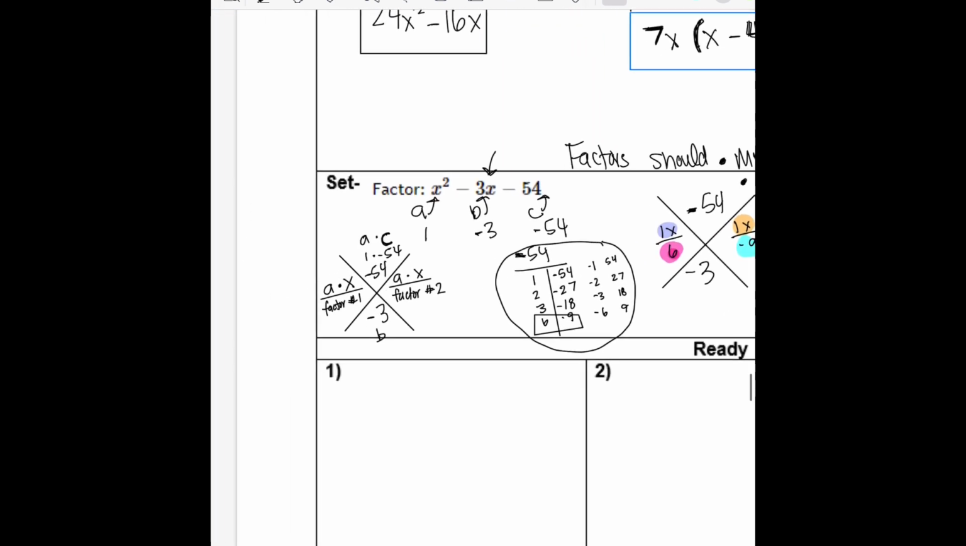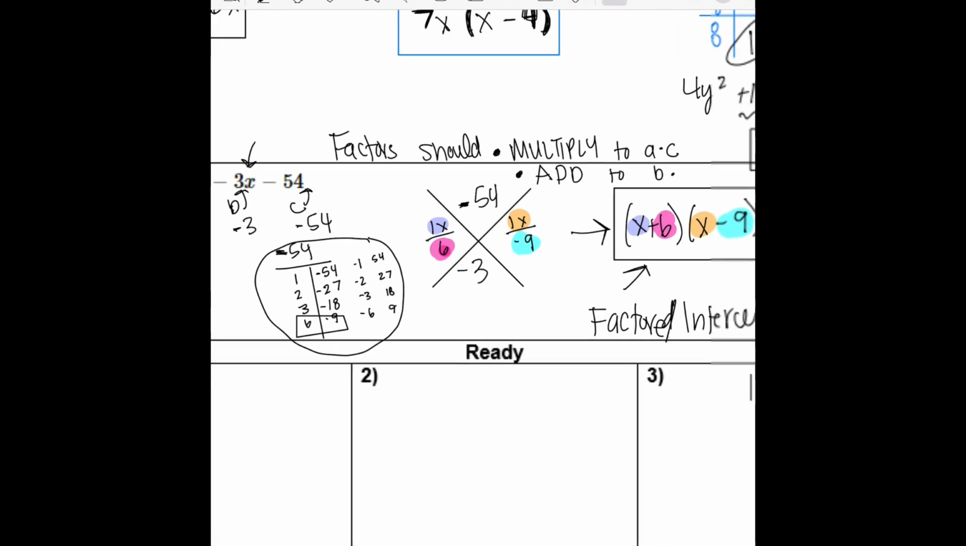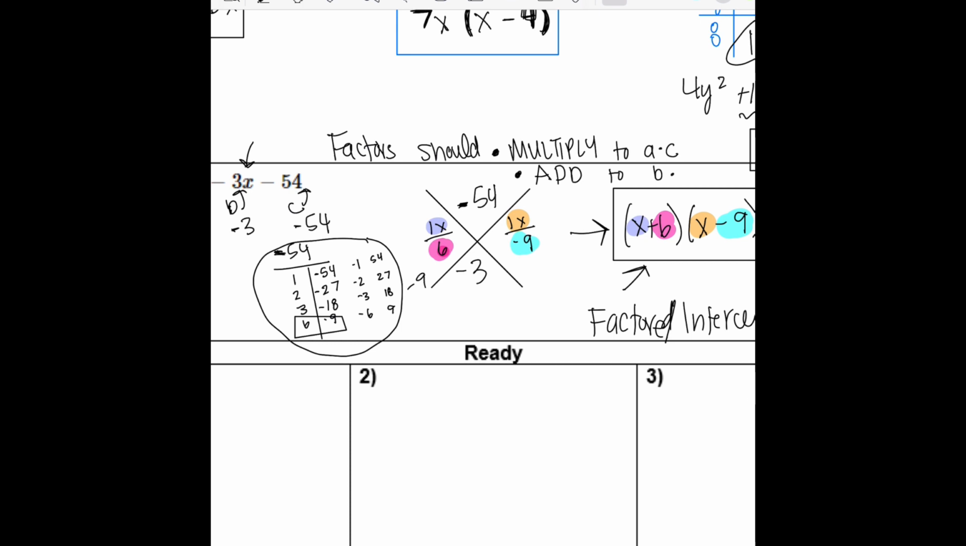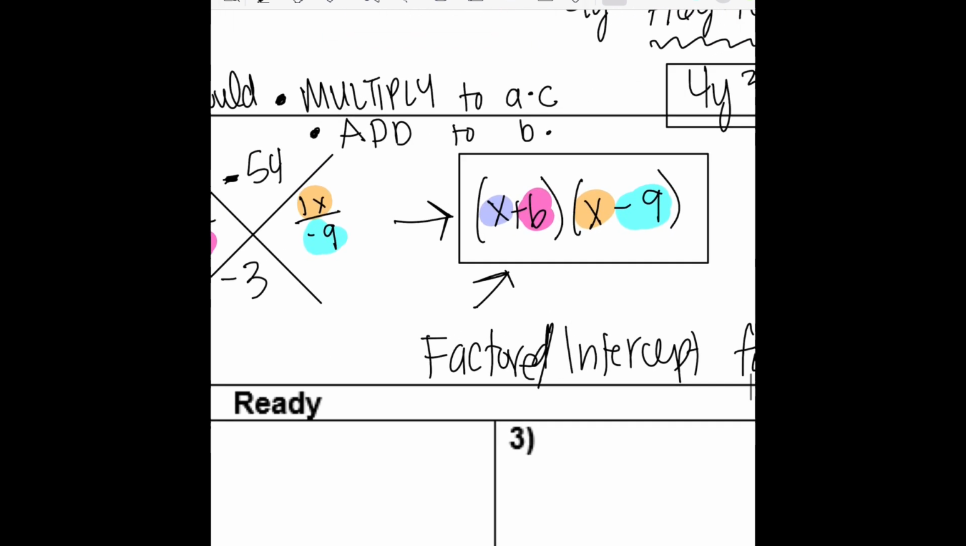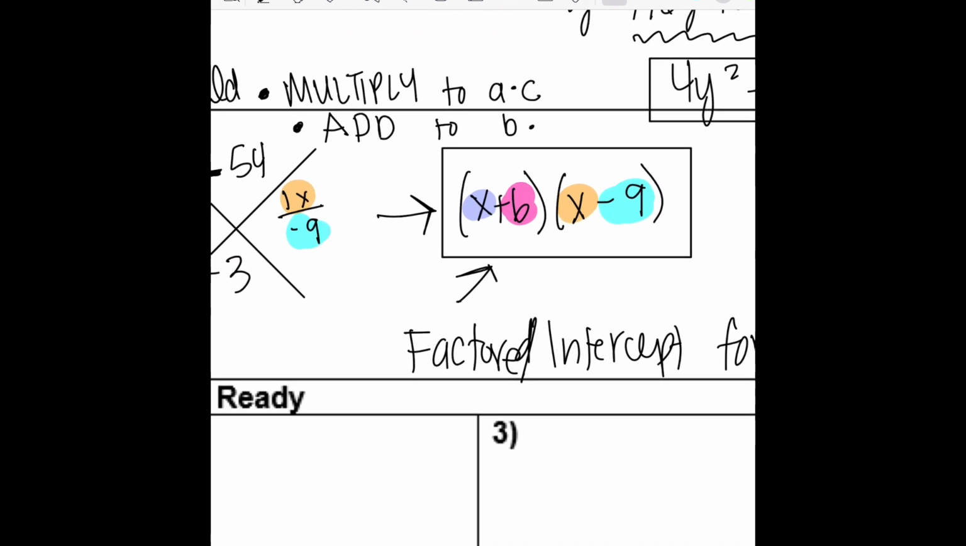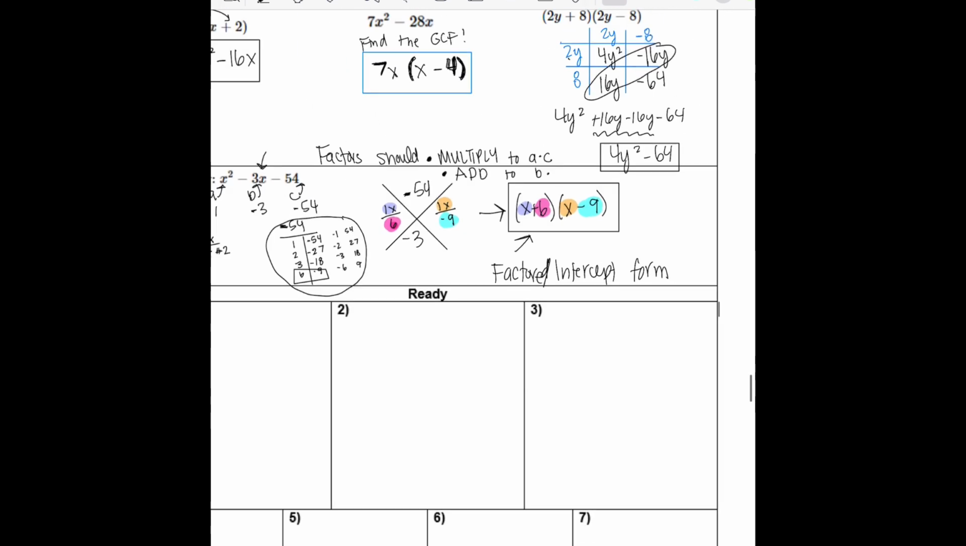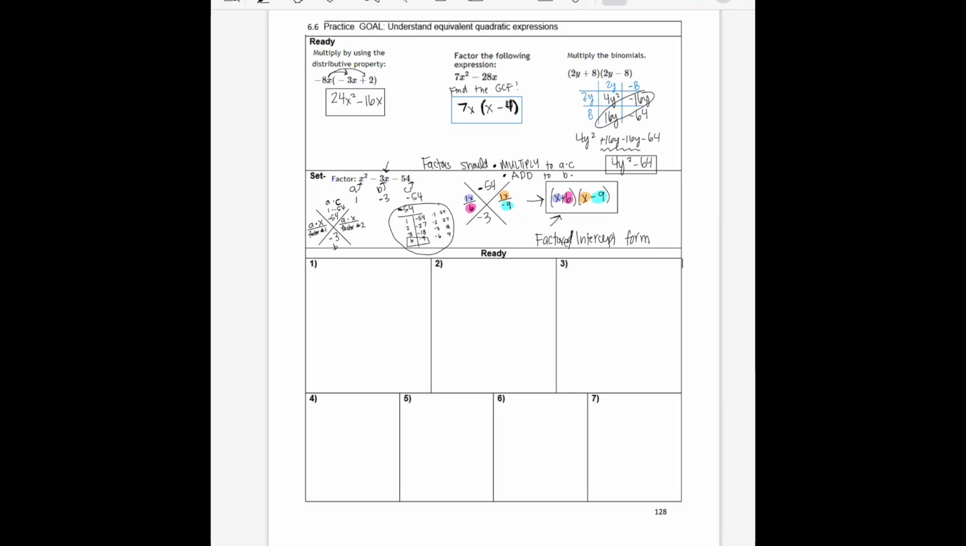And then in the sides of this box, you have a times x divided by factor 1, a times x divided by factor 2. It does not matter which side is which, okay? We could have switched this. We could have put negative 9 over here and 6 over here. That's fine. That part does not matter. We reduce these fractions if we can and end by putting them in the parentheses. Okay.